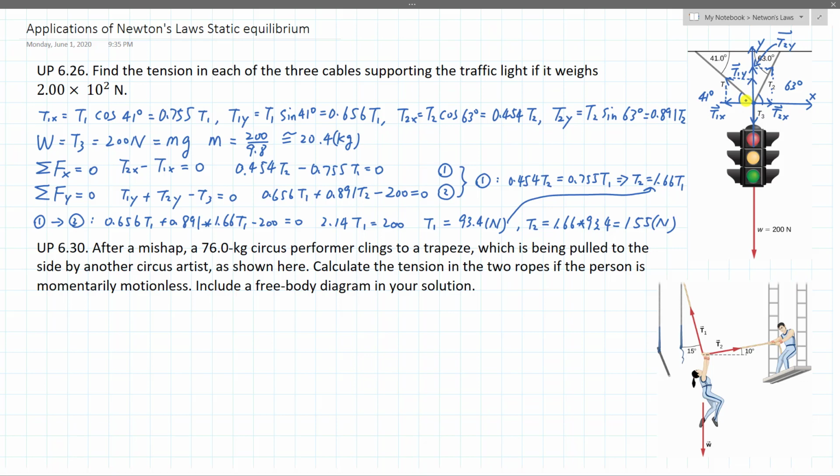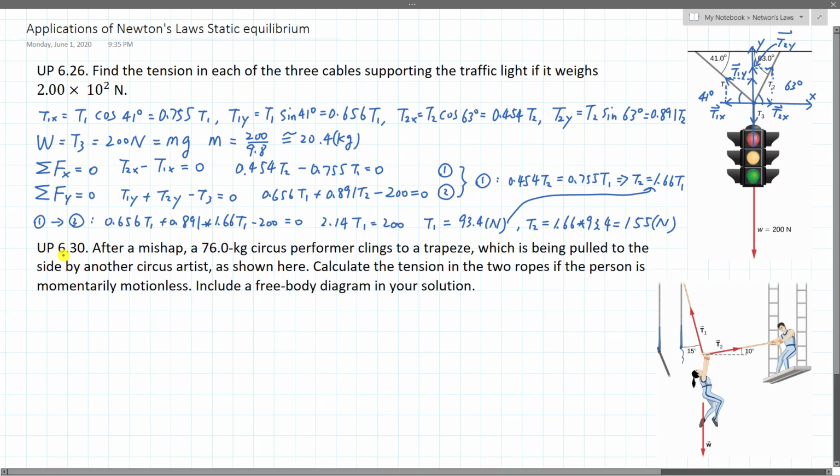So now with this one done, let's look at the second question, also from University Physics, published by OpenStax, Chapter 6, Question 30. After a mishap, a 76 kilogram circus performer clings to a trapeze, which is being pulled to the side by another circus artist, as shown here. Okay, so must be difficult to do that. So calculate the tension in the two ropes if the person is momentarily motionless.